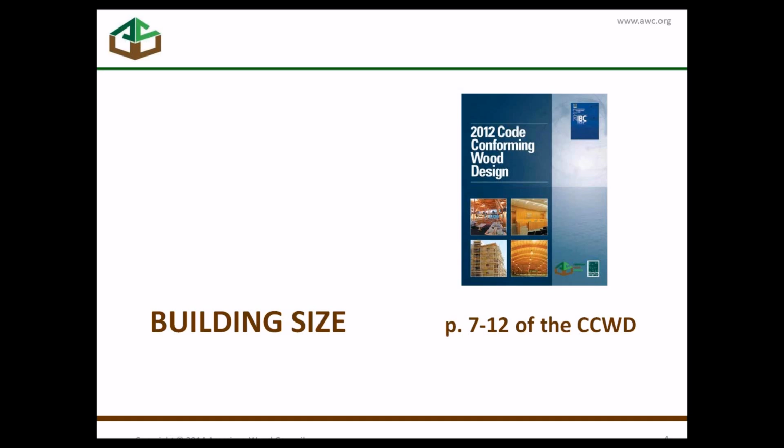One of the best uses of the Code Conforming Wood Design document for designers and code officials will be to confirm the correct use of height and area limits in the building code, taking into account all the available increases for frontage and sprinklers and so forth. And so we're going to start this webinar with a section on building size.